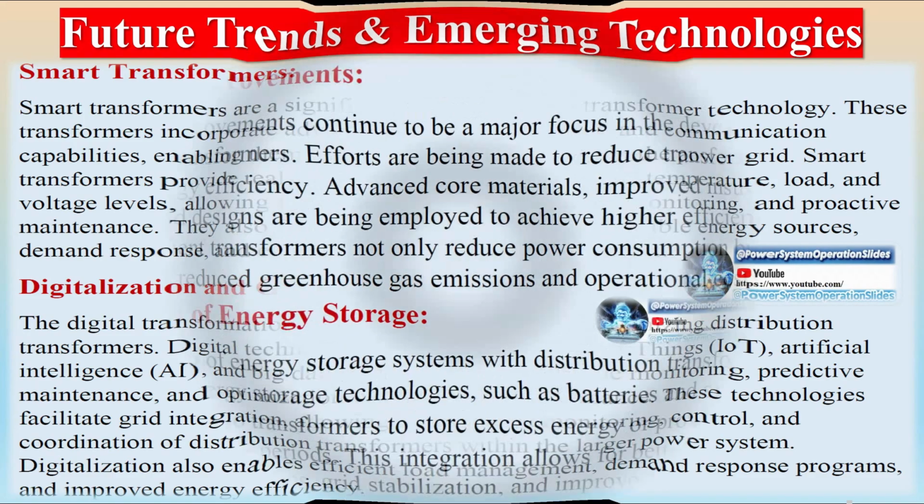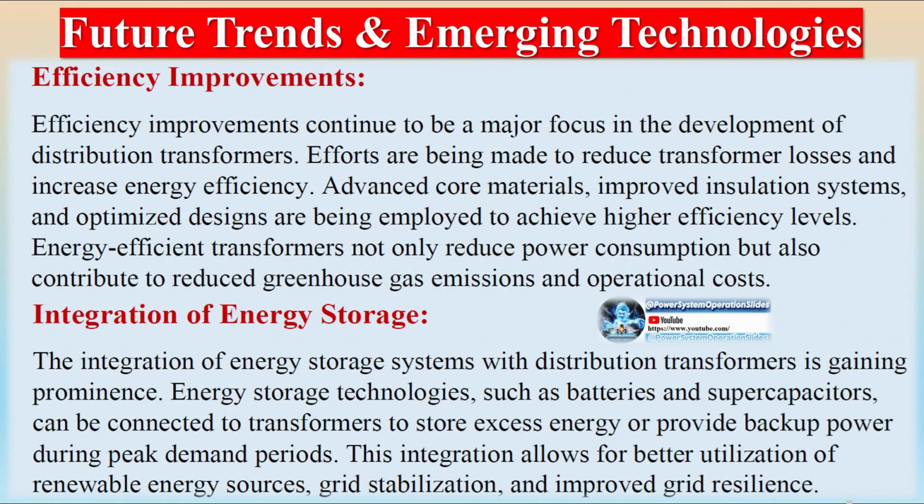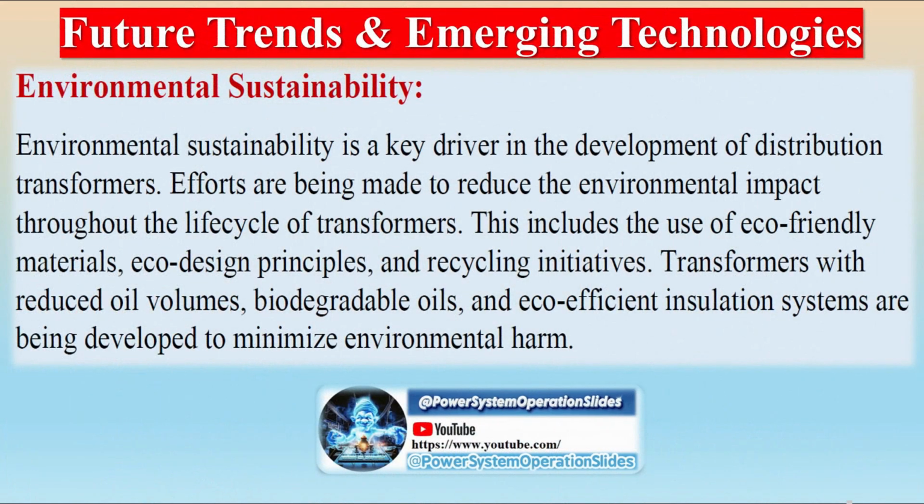In addition to the turns ratio, transformers may include tapping arrangements that allow for minor adjustments to the output voltage. These taps are typically located on the primary winding and provide flexibility to accommodate variations in the supply voltage or load requirements. Voltage regulation is an important aspect of transformer operation, ensuring that the output voltage remains within acceptable limits under varying load conditions.